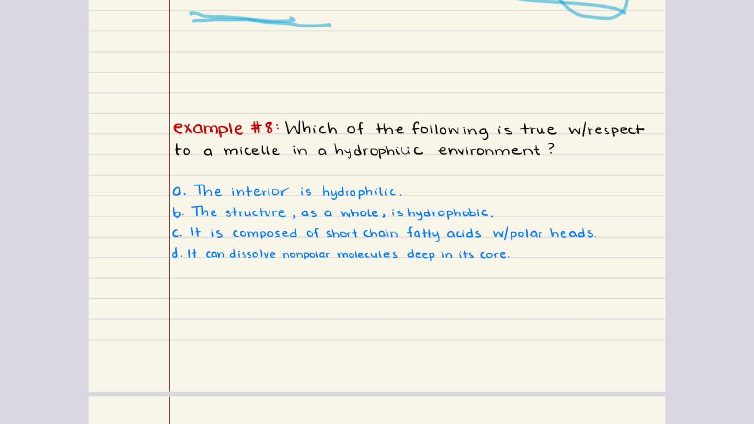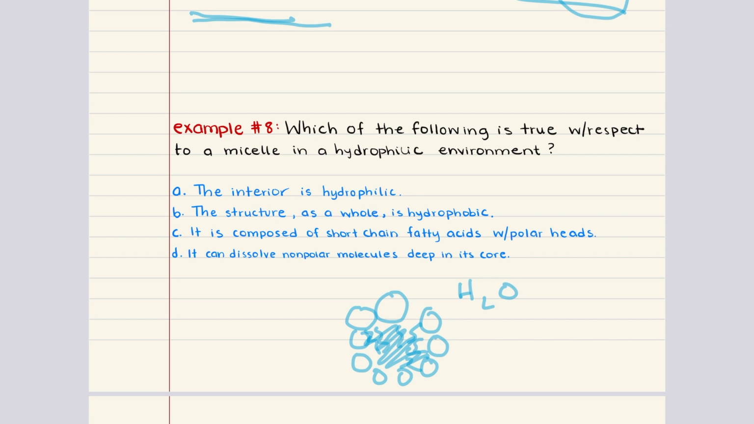A micelle forms when molecules that have both a polar head and a nonpolar tail organize themselves in a water environment. The polar heads are attracted to water, while the nonpolar tails avoid water to minimize the interaction between water and the nonpolar parts. The molecules arrange so that their polar heads face outward towards the water and their nonpolar tails tuck inward away from the water. Now let's go through each answer choice.